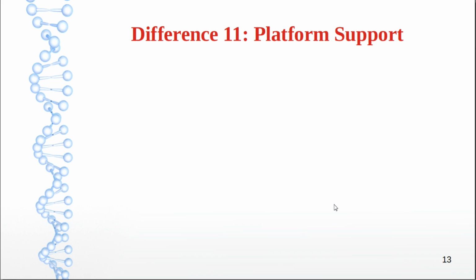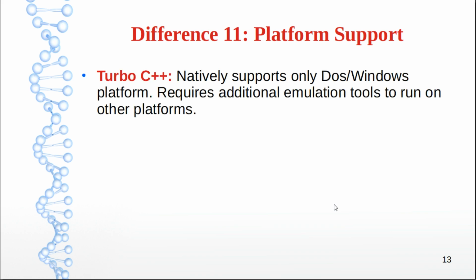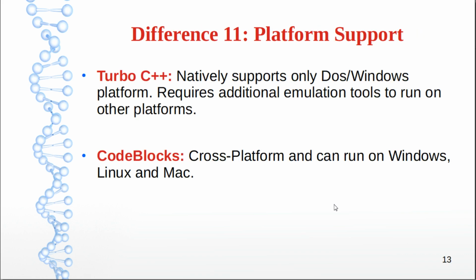The next difference is platform support. TurboC is natively designed for DOS or Windows platform, and we can run it on other platforms using emulators. Whereas Code::Blocks is cross-platform and can run on Windows, Linux, and Mac.